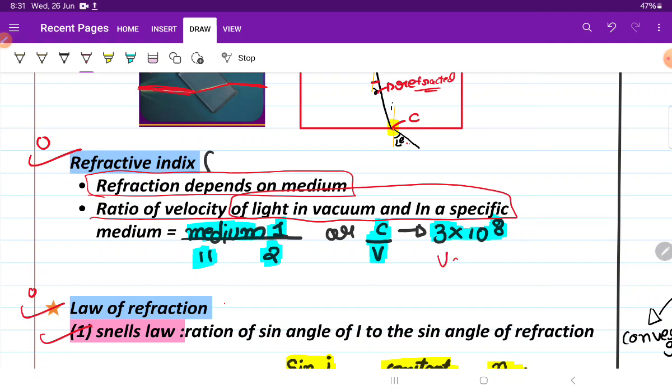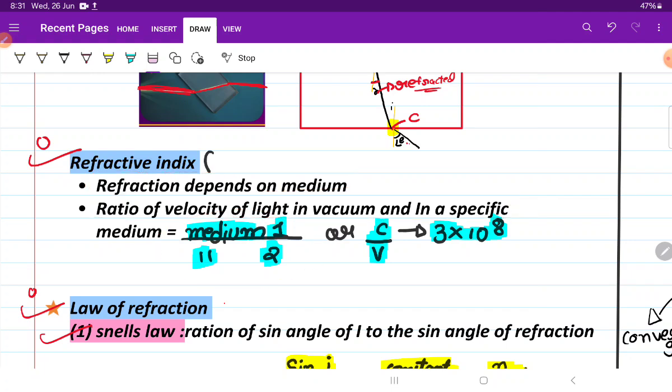For example, vacuum upon air, air upon water. So this is called refractive index. Comparison between the two mediums is called refractive index. Okay, I hope that is clear to you all. The formula is medium 1 upon medium 2, medium 1 upon medium 2.